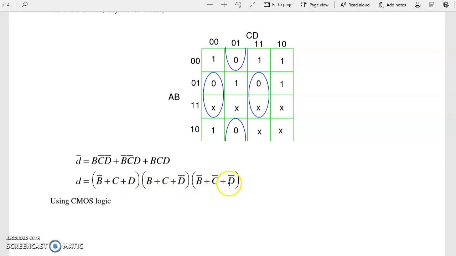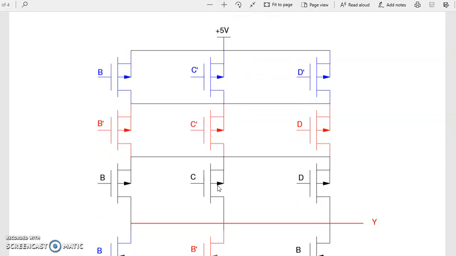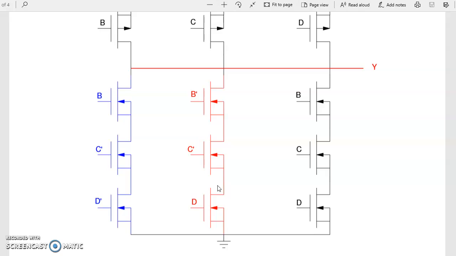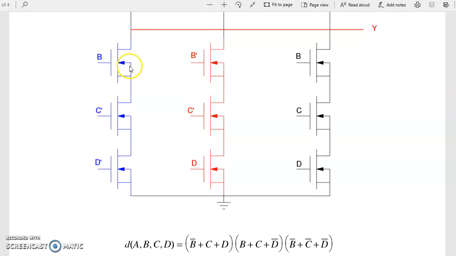The top is the top part of the CMOS logic. If any of these are on, then I'm pulled high. So the CMOS logic looks like the following. This is the bottom side. It's B, C bar, D bar, or B bar, C bar, D. This is Y bar. If any of these are turned on, Y is pulled to ground.